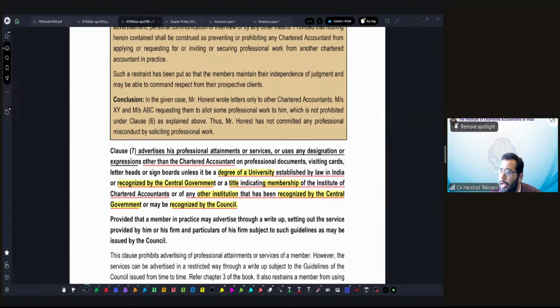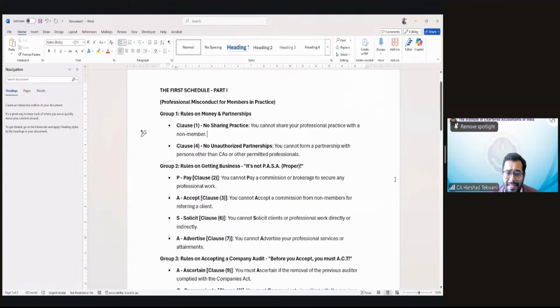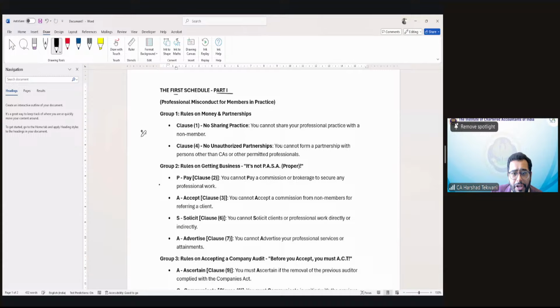So let me share. Okay. So I have grouped the part one first schedule clauses. Rules on money and partnership are clauses 1 and 4: no sharing practice, no partnership. So 1 and 4 is basically on partnership. Group 2 is pay, accept, solicit, advertise: 2, 3, 6, 7, a combination. 2, 3, 6, 7: pay, accept, solicit, and advertise.